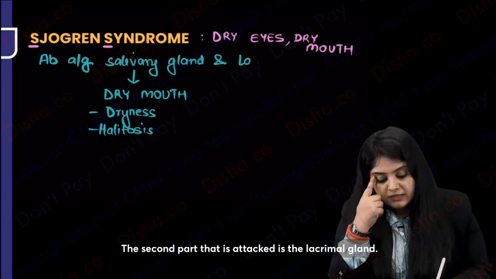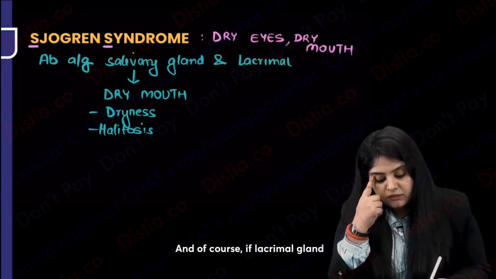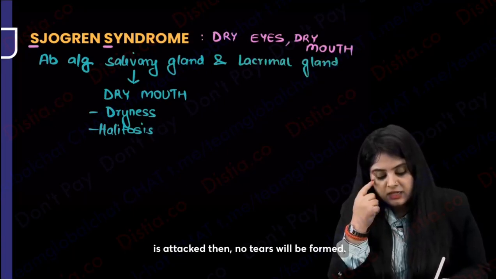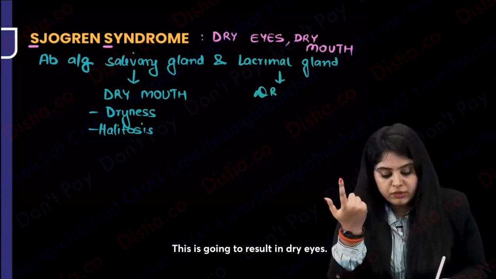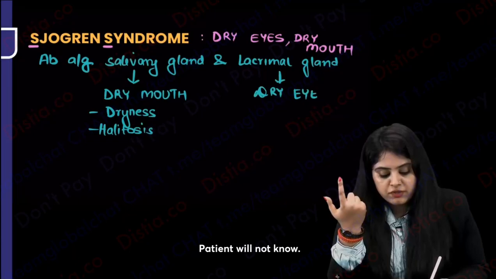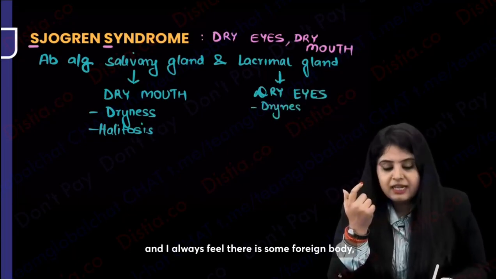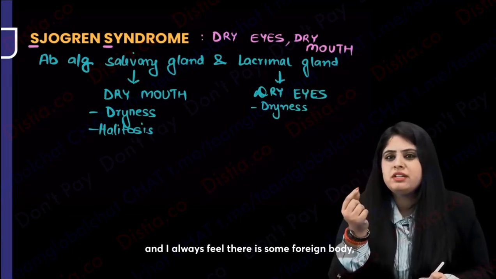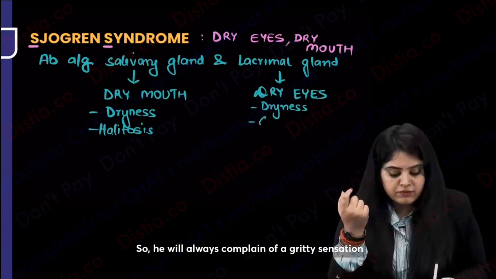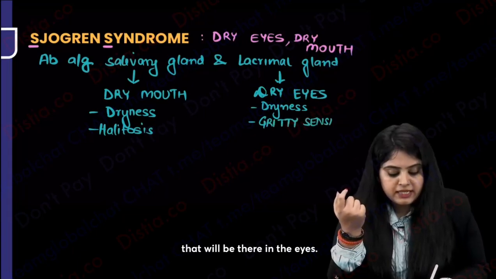The second part that is attacked is the lacrimal gland. And of course, if the lacrimal gland is attacked, then no tears will be formed. This is going to result in dry eyes. The patient will say again, I'm having dryness in the eyes and I always feel there is some foreign body, some dust particle has gone in. So he will always complain of a gritty sensation in the eyes.